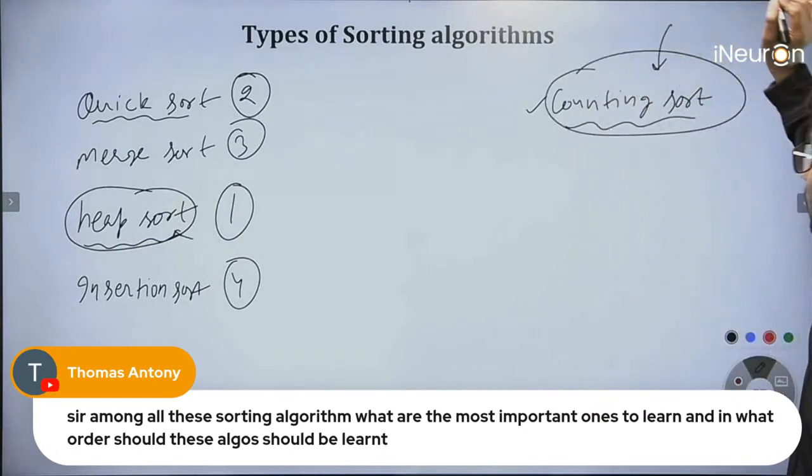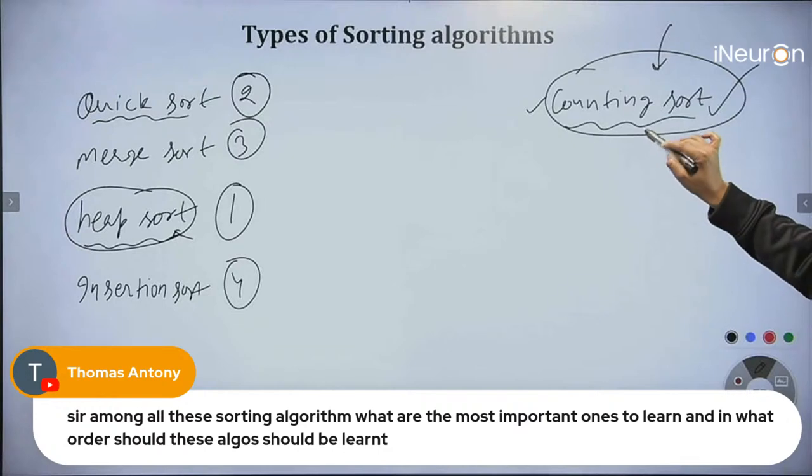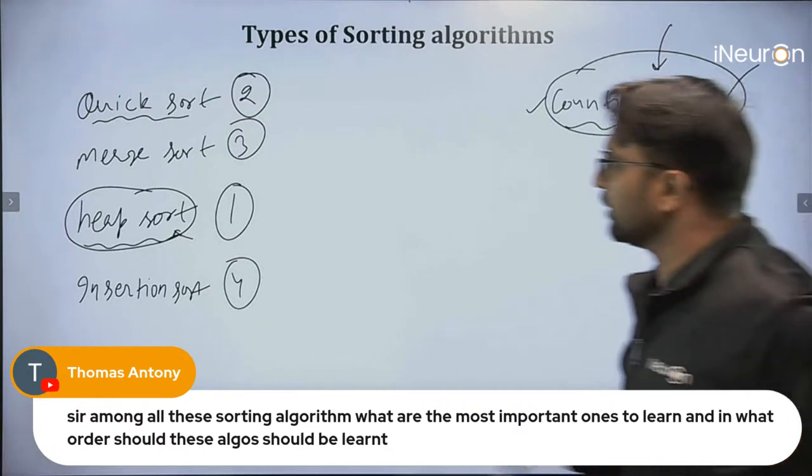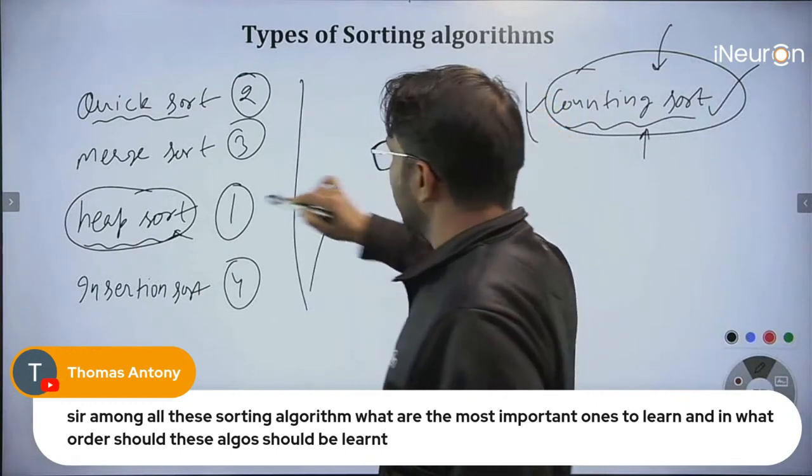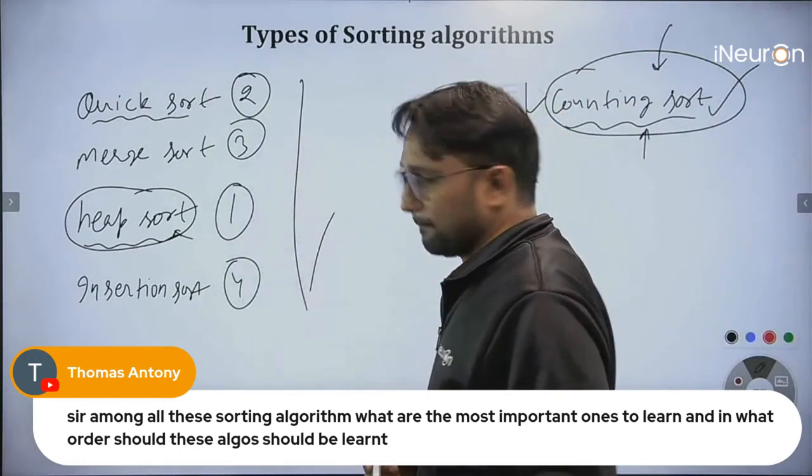But there are many problems you will find related to this one. Hashing is a technique actually. In hashing, we use counting sort only. So these are the most important ones if you still want to trim them. Okay, fine.